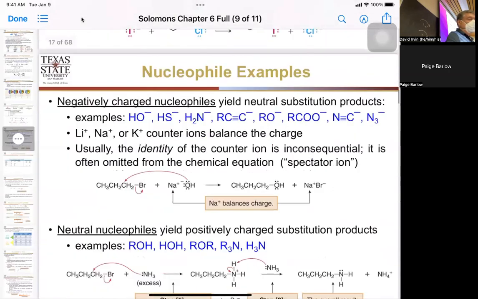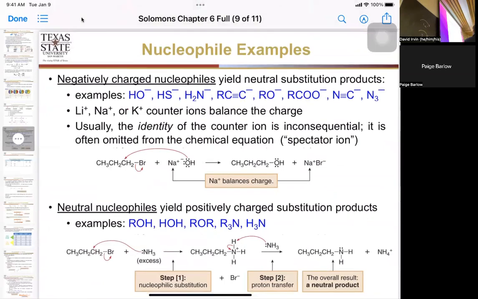Okay, so that being said, let's talk about nucleophiles. Again, Lewis base. Things that are good nucleophiles tend to have a negative charge.